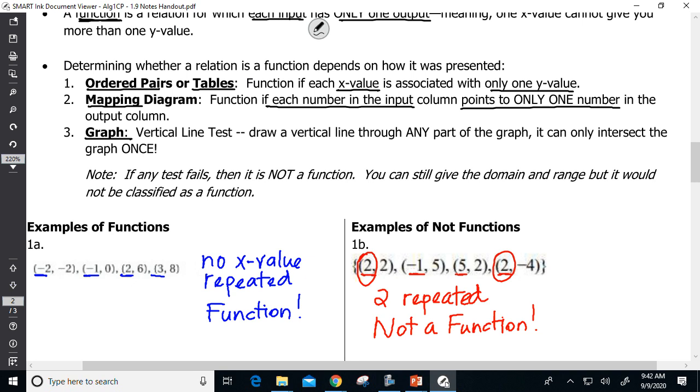So, for example, if you see that 4 is going to the number 3, that's okay. That's cool. If you see 4 trying to go to 1 and the number 3, that's bad. Why? You can't go to two different places at once. You can't plug one number in and get two different answers. That's not mathematically possible.